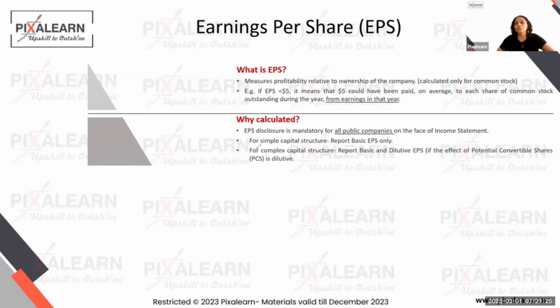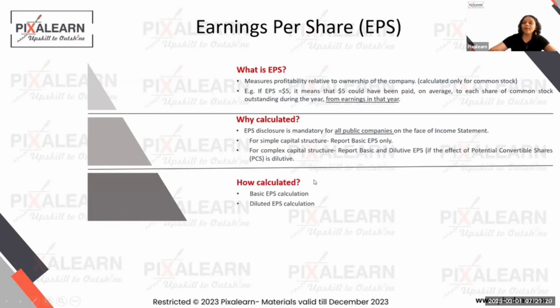So that is why the calculation started happening. Now, how are we going to calculate? The how is easy. I'll just give you a formula. There's a formula for basic EPS and there's a formula for diluted EPS. The complication happens when you have more than one conversion due. In that case, what can you potentially do? That is what the question is.